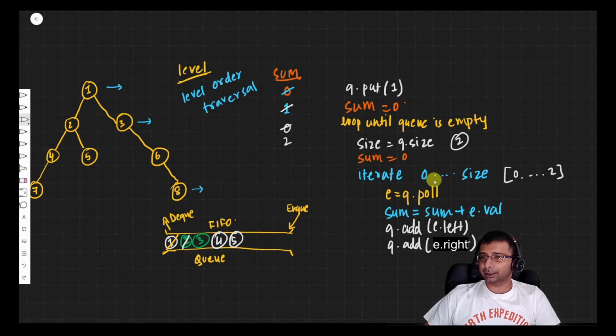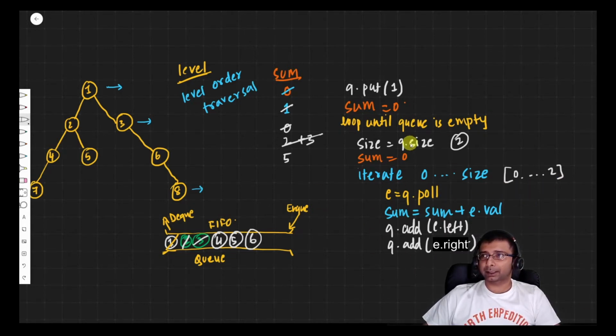Now it will iterate once more because the size is 2, and this time we pop out 3 from the queue. So we do sum equals sum plus e.val. E.val is 3 this time, so 2 plus 3 puts a 5 in the sum. Then we add the left and right child of 3. But 3 doesn't have a left child, it has only a right child, so we put only 6 inside. This loop terminates because it has iterated twice.